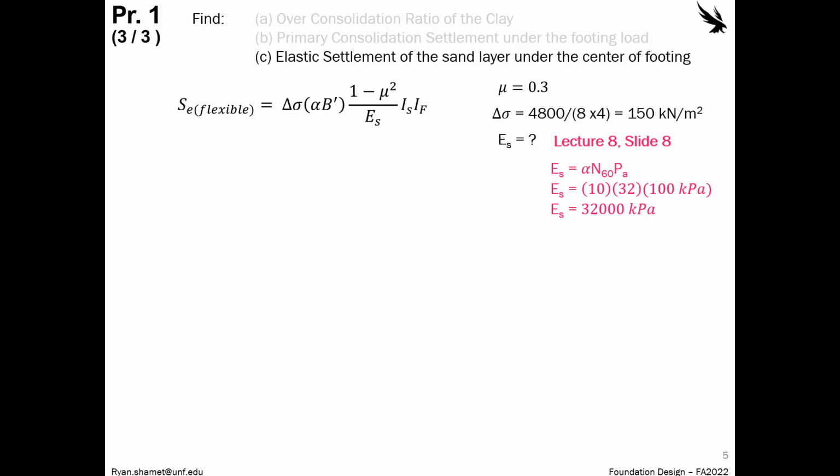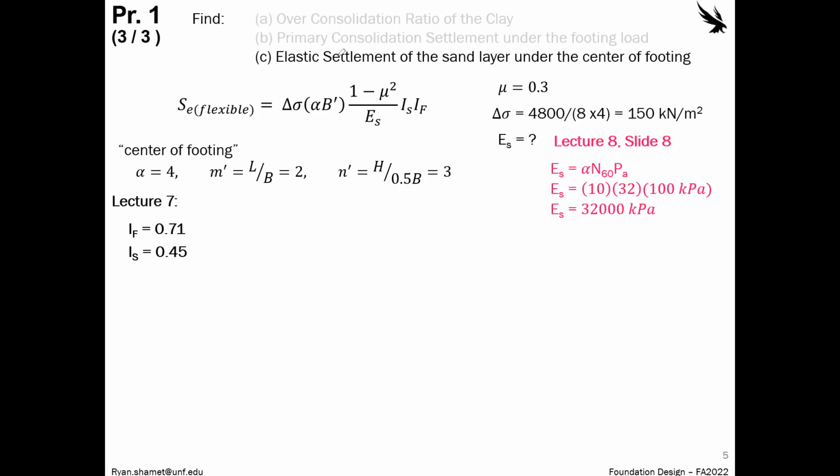Now, to find the geometric properties here, the center of the footing was specified here. So the alpha is going to be 4 for our Bowles equation. The M prime and the N prime are going to be shown here. These are based off the geometry that is given to us. And from lecture 7, we can use those tables to find our shape factor and our depth of foundation factor.